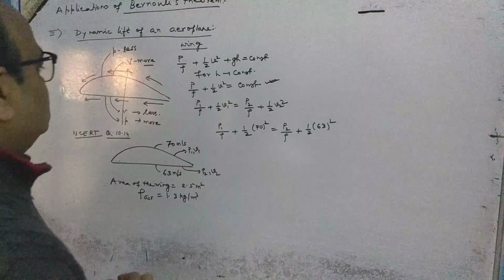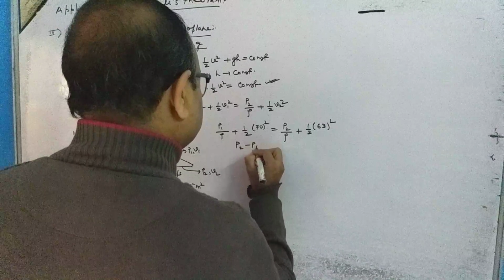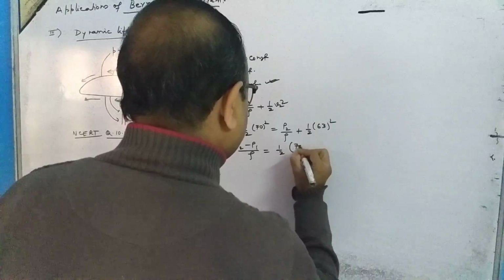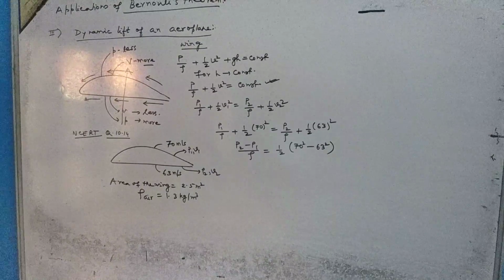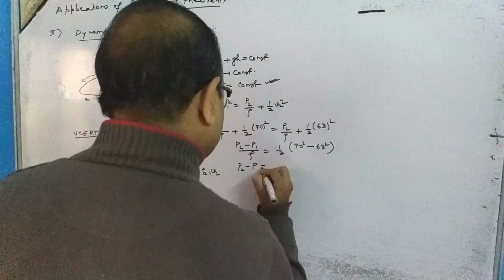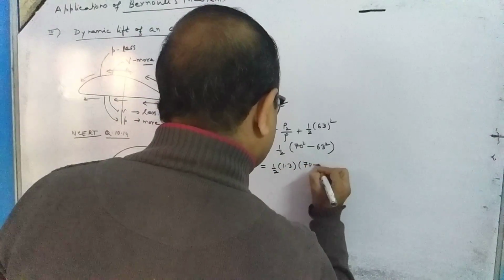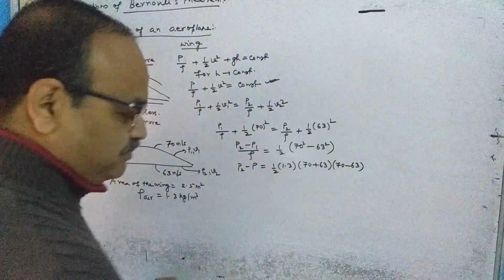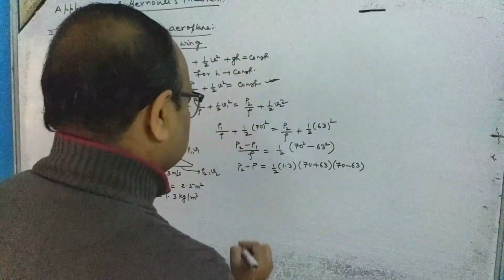Okay, then प्रेशर कहाँ है ज़्यादा? नीचे. So P2 minus P1 by rho is equal to half, here 70 square minus 63 square. Look, P2 minus P1. So what is P2 minus P1? P2 minus P1 is equal to half. Rho is 1.3 into 70 plus 63 into 70 minus 63. And what you have to find out? What is the lift on the wing?